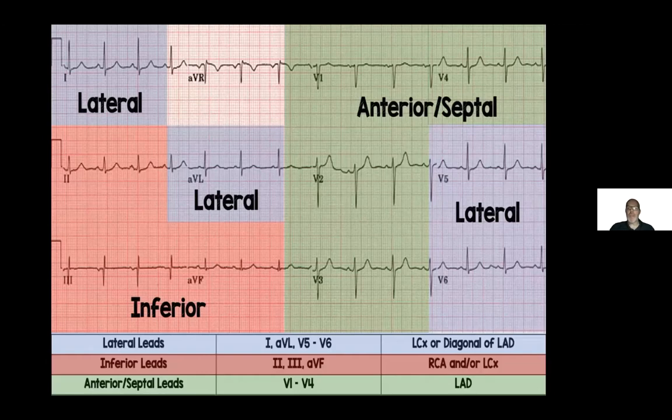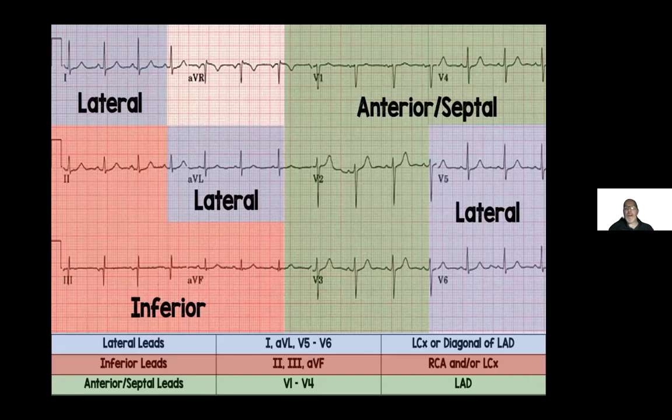So you often see elevation in V1, V2, V3, V4. Nothing wrong with breaking those into V1, V2 independently and then V3, V4. Just my habit is I look at all of them in one fell swoop. So anytime you see elevation in those leads, you're usually dealing with an LAD occlusion.